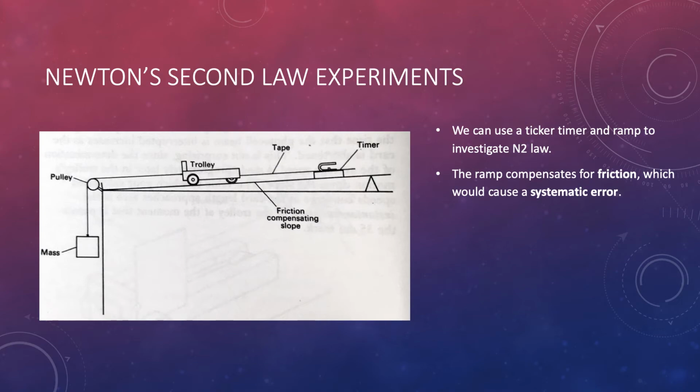Why would there be a systematic error otherwise? Well, the mass off the edge of the desk is the accelerating force, but if it's having to work against friction, then the resultant force would be lower. We're going to get an error every time we do the experiment.